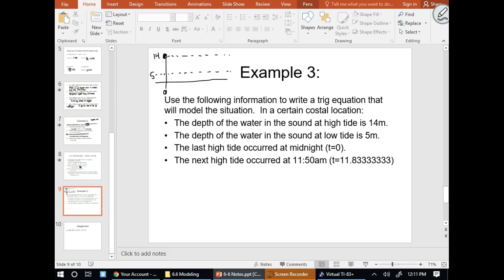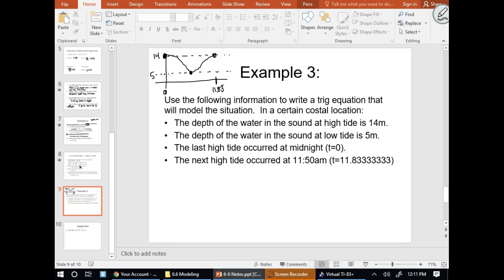And then the next high tide occurs at 11:50 a.m., so 11.83 repeating. Here's our next high tide. If we're thinking halfway between here is when we're going to have our low tide, and your graph will look like this. That's not the prettiest graph, but that gives us a little bit to work with.